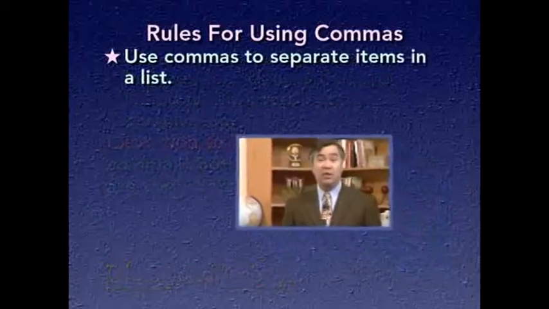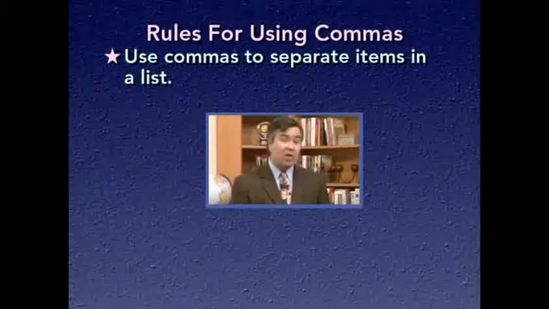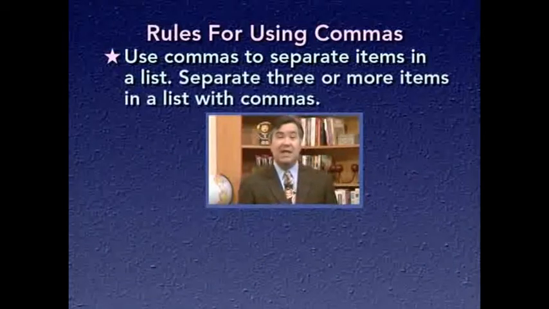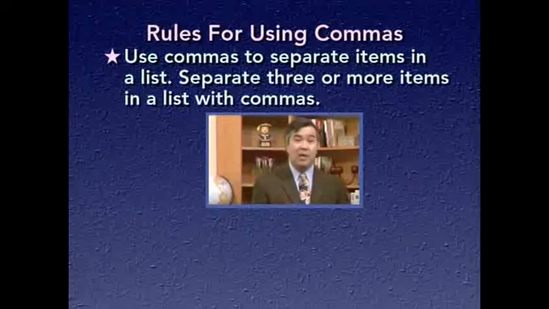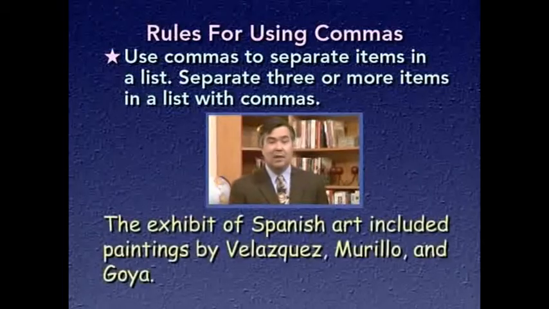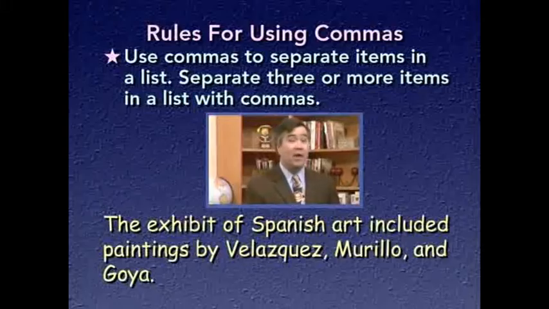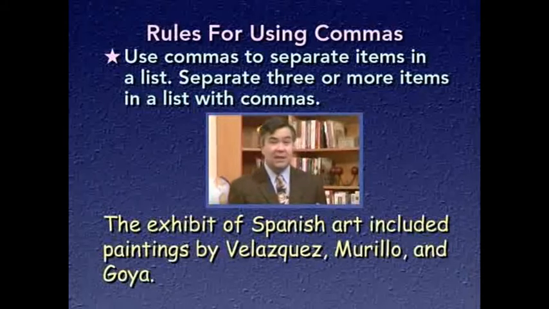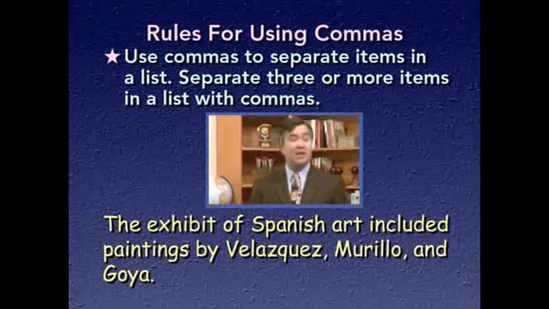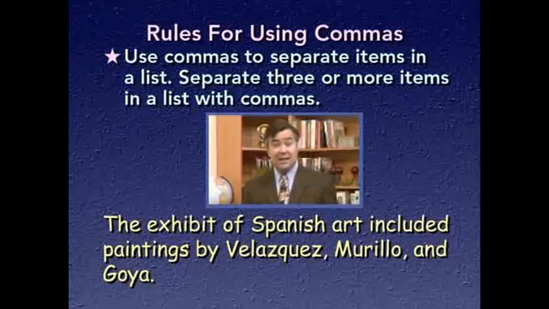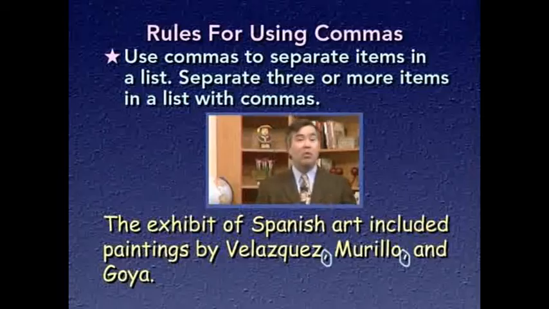Here's our last rule for using commas. Use commas to separate items in a list. When you're listing three or more items in a sentence, it makes the list much easier to read and understand if you separate the items with commas. Here's an example. The exhibit of Spanish art included paintings by Velázquez, Murillo, and Goya. This sentence contains a list of three Spanish painters whose work was included in the exhibit: Velázquez, Murillo, and Goya. To make the sentence easier to read, the author has inserted commas after Velázquez and Murillo.